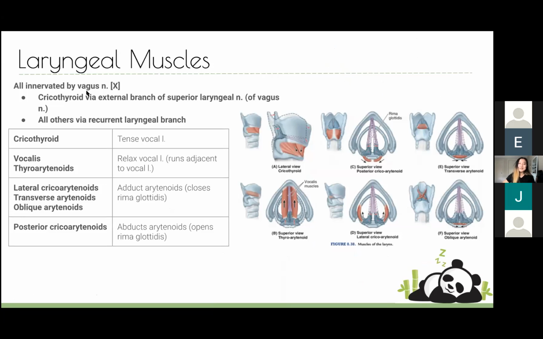Laryngeal muscles are all innervated by the vagus nerve. The cricothyroid by the external branch of the superior laryngeal nerve. All others via the recurrent laryngeal branch. They actually ask this quite a lot, for what it's worth. The cricothyroid tenses your vocal ligament. Your vocalis and thyroarytenoids sit next to your vocal cord, and so it relaxes them. Your posterior cricoarytenoid abducts your arytenoids to open up your vocal cords, and then all the other ones close.